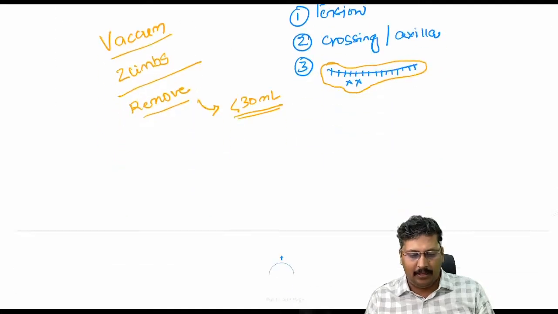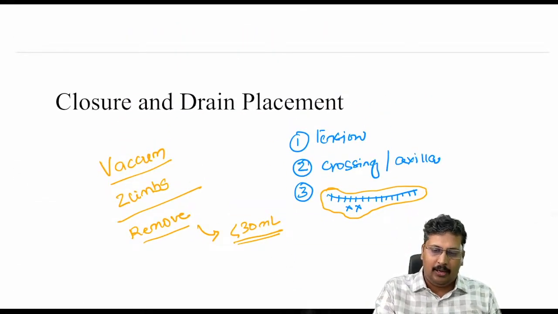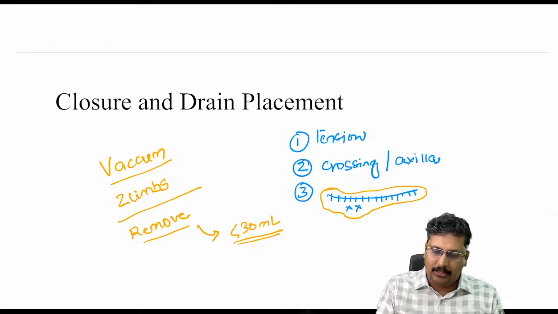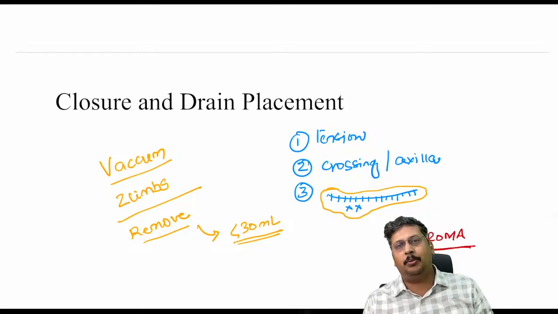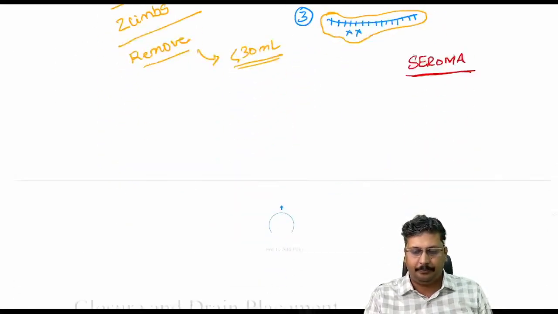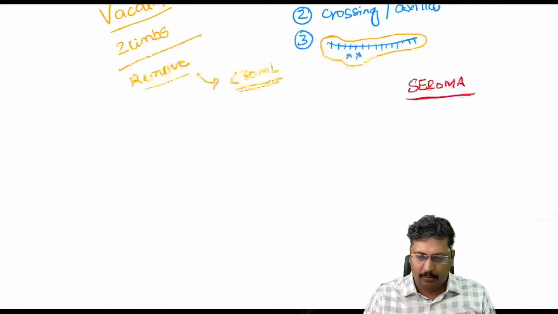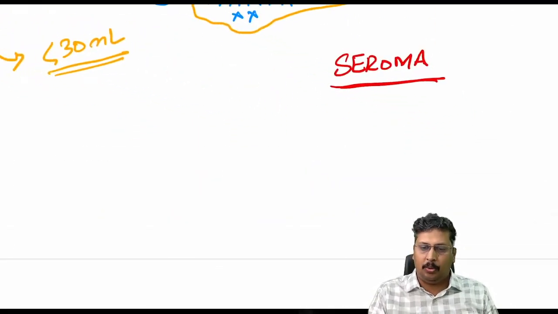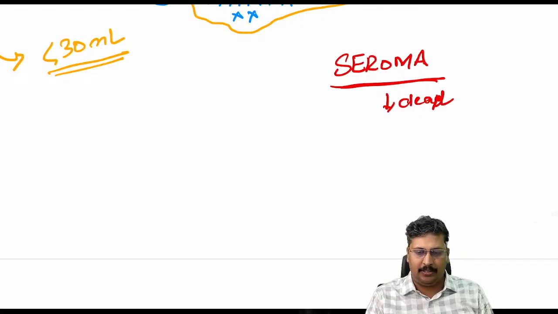So what are the complications of the mastectomy? The most important and most common complication of the mastectomy is seroma formation. Is there any way to prevent this complication? As I have told you, when the skin flaps are snugly fitting, then the dead space will decrease and it will decrease the chances of seroma formation.